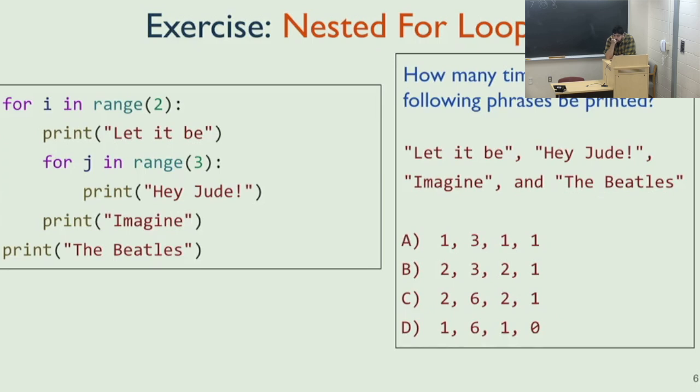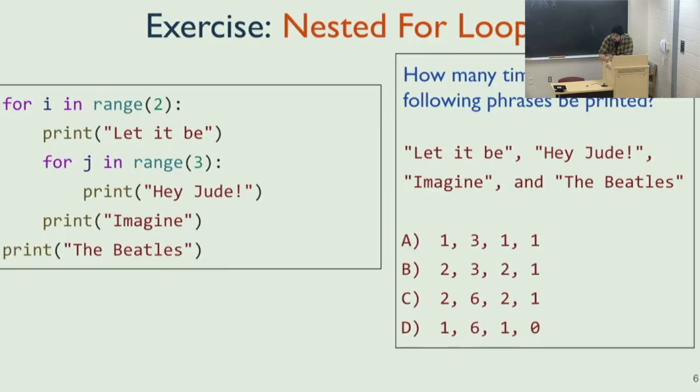C. Why C? Because for letter B, first is for i in range 2, so it's gonna print 0 and 1, which is 2 times. Then Hey Jude is within the nested for loop, so it's gonna be 2 times 3, which is 6. And Imagine is within the first for loop, so that's just gonna be 2 as well. And then print The Beatles is outside the for loop, which is just 1. Great. That's the right answer. It's C. Thank you for the explanation too.